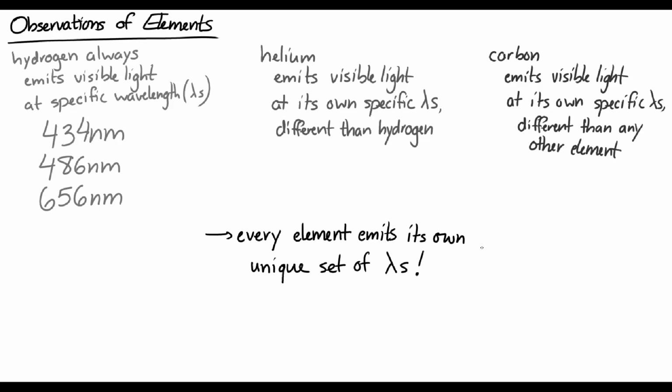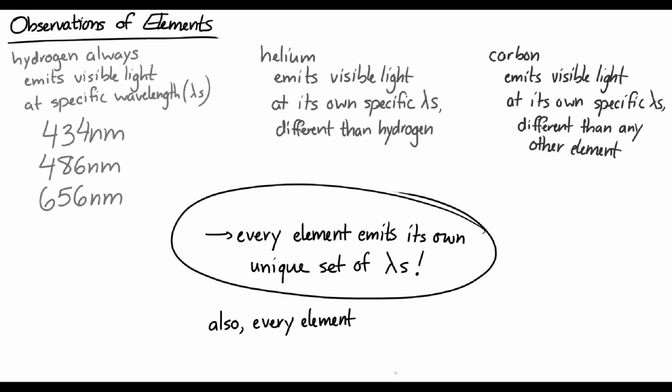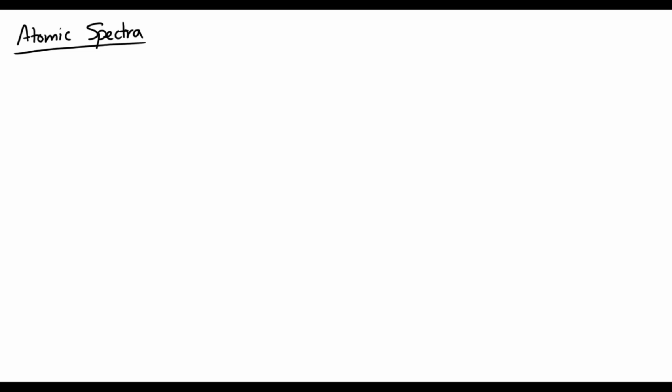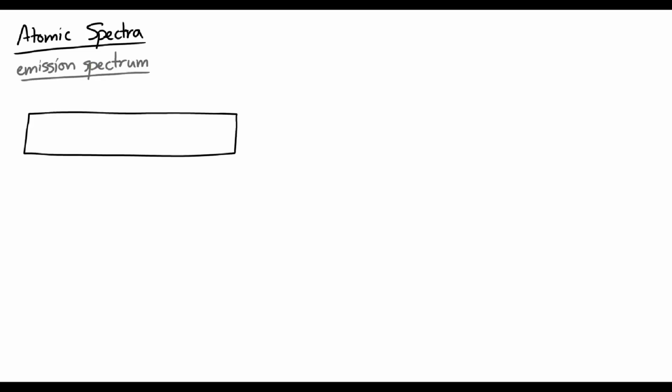And it also turns out that each element will also absorb those same wavelengths. So every element has its own fingerprint of wavelengths that it absorbs and emits. And this leads to the idea of atomic spectra. So an emission spectrum, I'll draw them here. An emission spectrum is when you see the wavelengths that a specific element will emit. So for example, hydrogen emits 434 nanometers, 486 nanometers, and 656 nanometers.